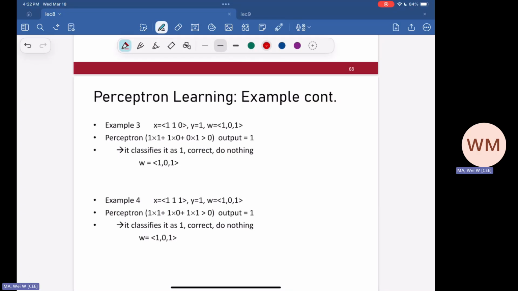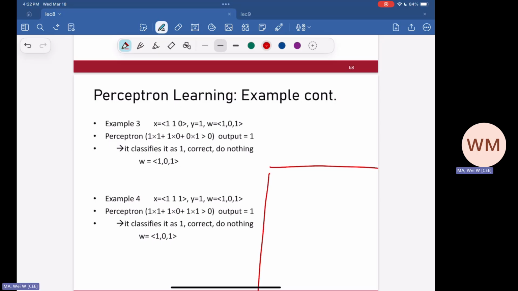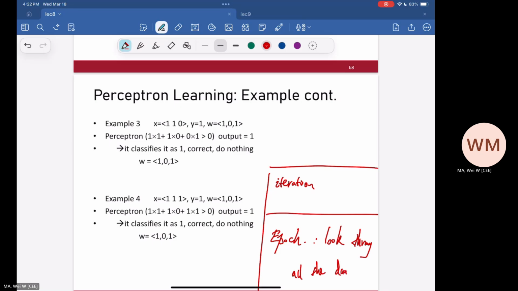Okay, some terminology, which is also universal. We call it an iteration if we look at 1 data. Here, that means we completed 4 iterations. There's another concept called epoch. An epoch means that you look through all the data once. In this case, we finish 4 iterations, which means that we finish 1 epoch.